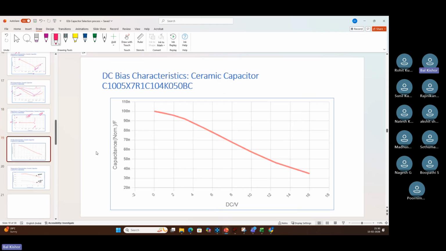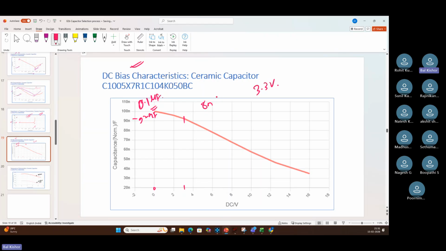This is what I was talking to you about, the bias. Let us say I have used 0.1 microfarad, that is, a 100 nanofarad capacitor. At 0 volt bias, you have the complete value. But let's say your application was for 3.3 volt. What value will remain with you? At 3.3 volt, somewhere here, it will be around 92 nanofarad. So the reduction is around 8 nanofarad.